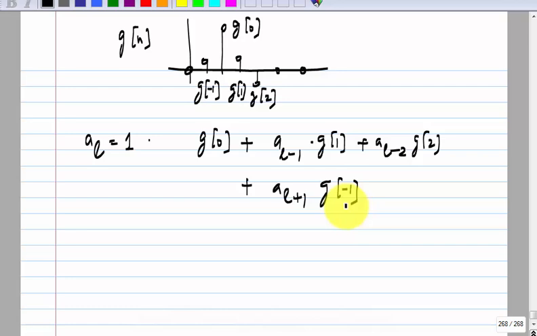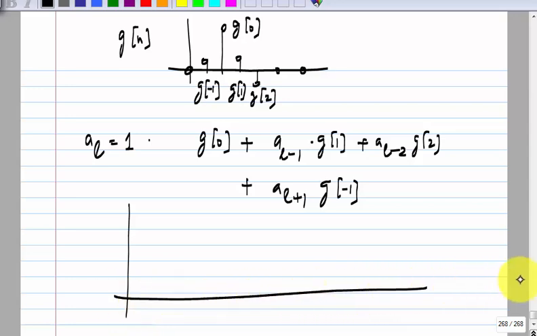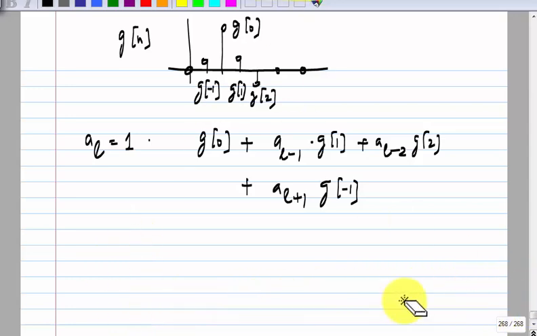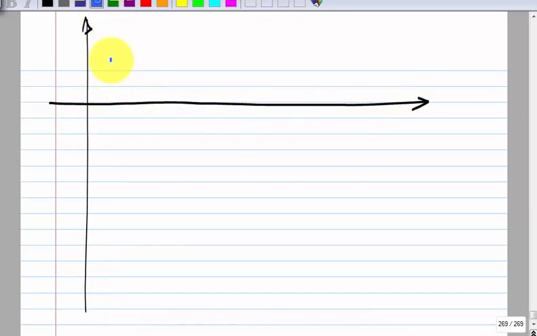No, that's what I am saying. Let me show this properly. G of minus 1 should be, no, one second. So let me show you what I meant by this. Let's say I send a rectangular pulse here, of width T naught.